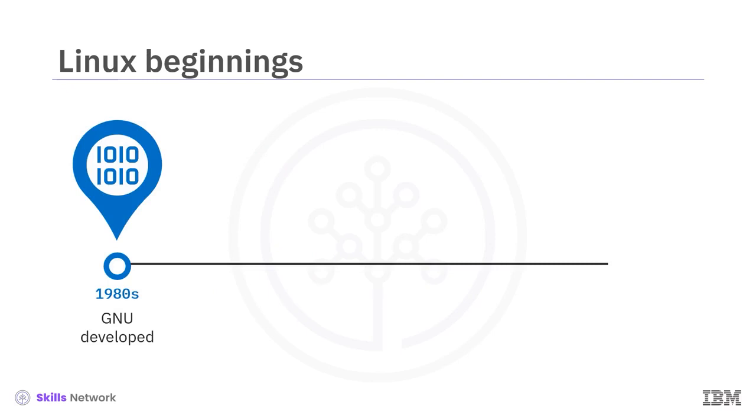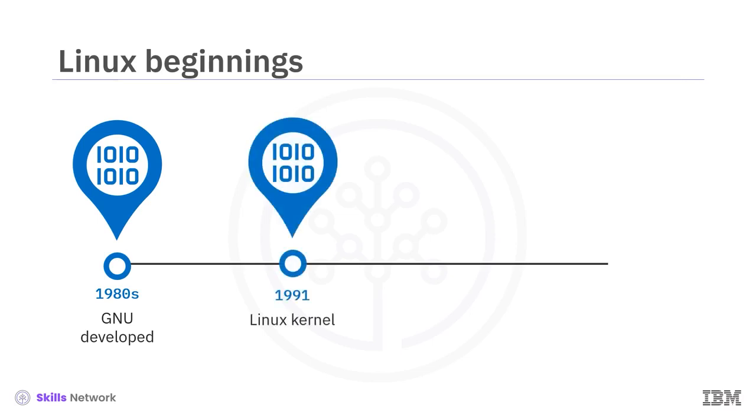How did Linux start? In the 1980s, GNU was developed at MIT. GNU stands for GNU's Not Unix and was made as a free open source set of the existing Unix system tools. And in 1991, Linus Torvalds developed a free open source version of the Unix kernel called Linux. The kernel is the core component of an OS that enables components to communicate with the machine's hardware.